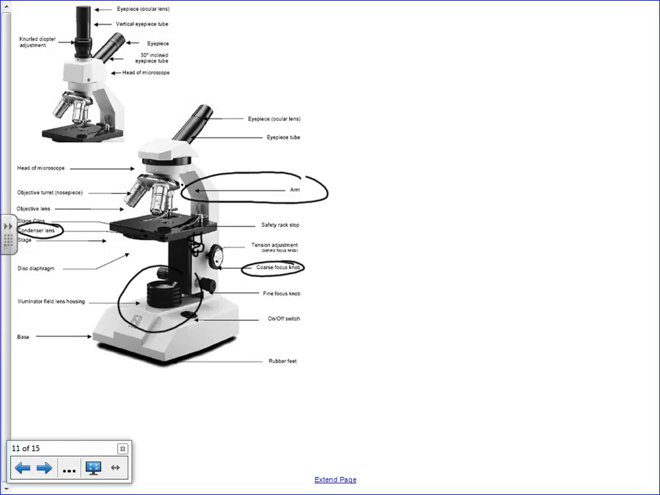We can't look at blood or anything like that because there's hepatitis and HIV and stuff, so we're not allowed to do that anymore. Back in the day, we were allowed to do that. You just pricked your finger and looked at your blood and whatever. But, all right, so those are essentially the parts.